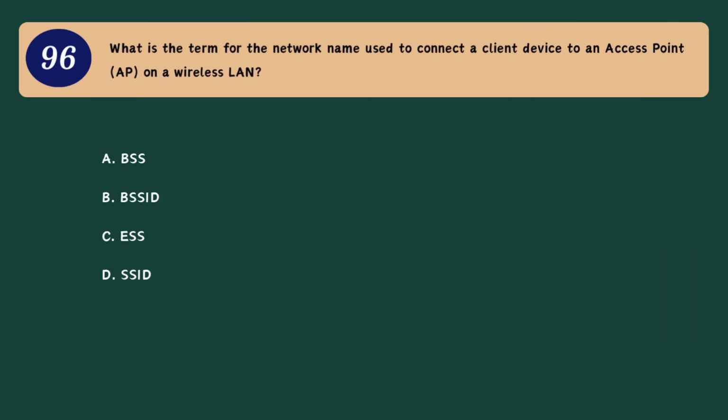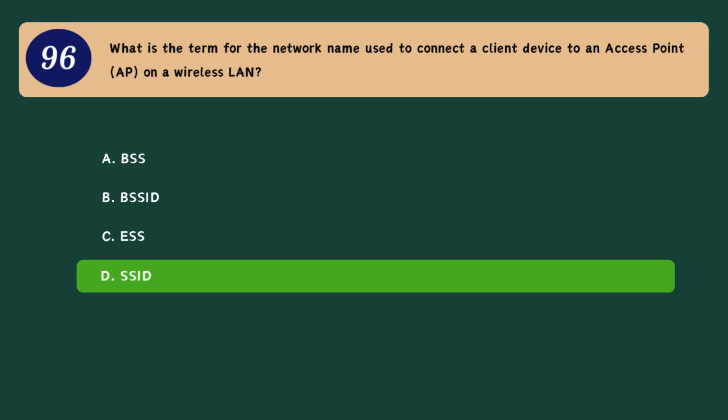Question 96. What is the term for the network name used to connect a client device to an access point on a wireless LAN? A. BSS. B. BSSID. C. ESS. D. SSID. Correct answer. D. SSID.